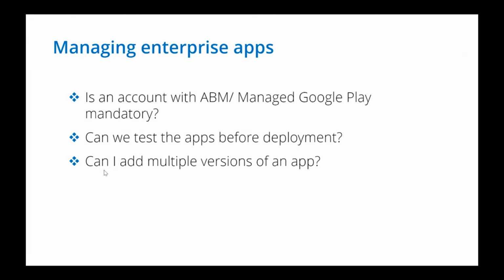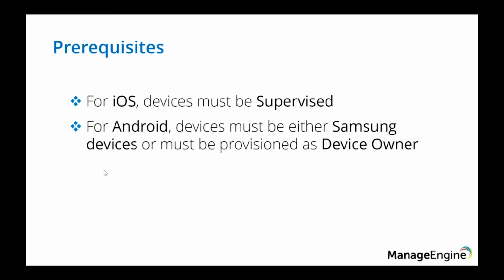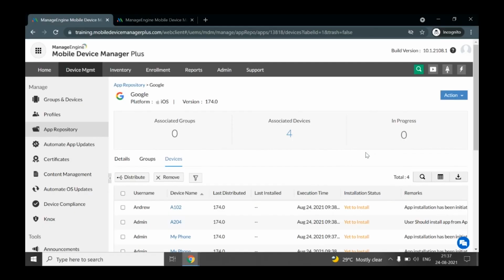So here are the conditions that need to be met in order to manage in-house apps. For iOS devices, your devices should be supervised. And for Android, the devices should either be Samsung devices or should have been provisioned as a device owner. The device owner setting is similar to that of a supervised device, and it gives you advanced control over your Android devices. Now let's go to the MDM console to add our enterprise apps.